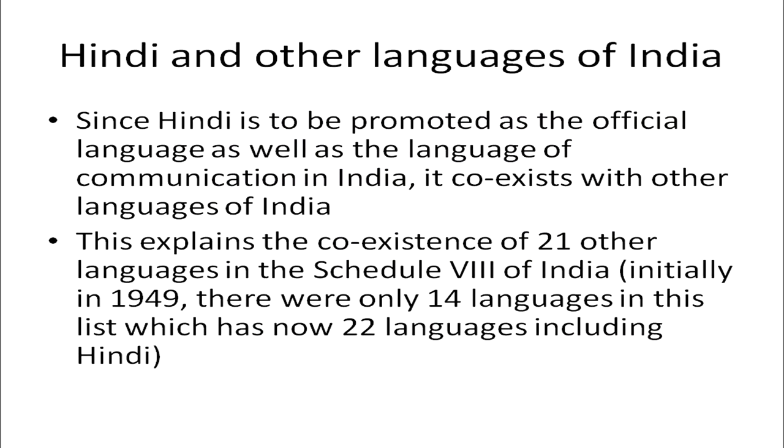Initially in 1949, there were only 14 languages in the Schedule 8. But gradually, as the situations demanded, a few more languages were added. For example, Konkani was added later on, recently Maithili has been added, and there is always a possibility of adding more languages by constitutional amendments whenever the parliament considers it fit. So, more languages can also be added. It depends upon the requirement of that particular situation.